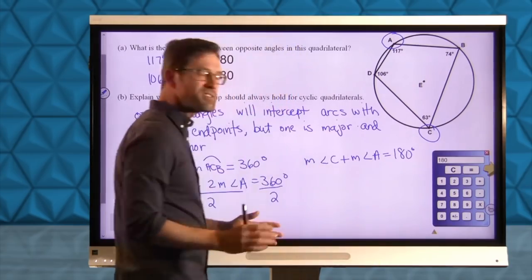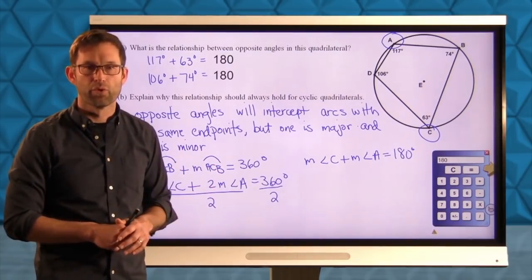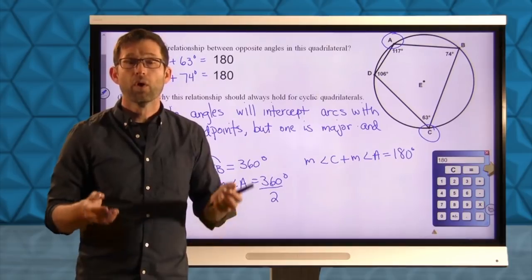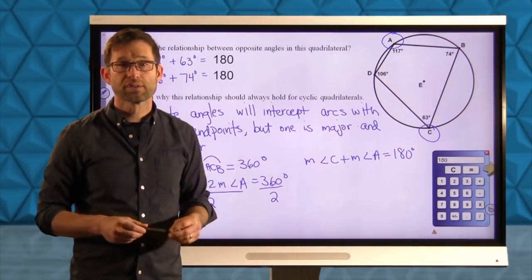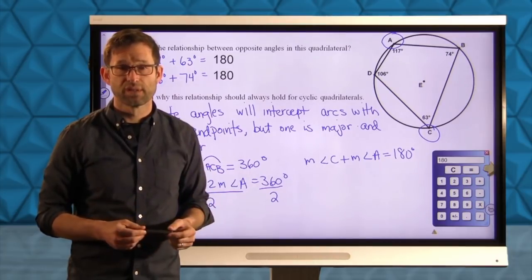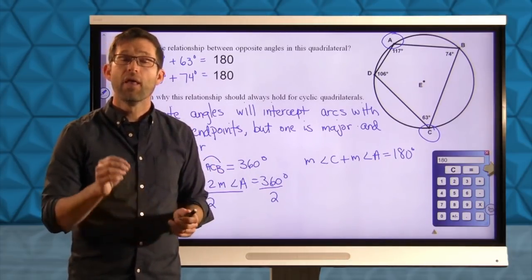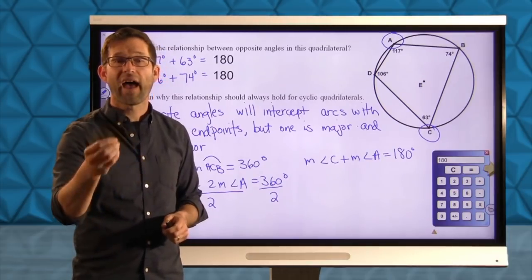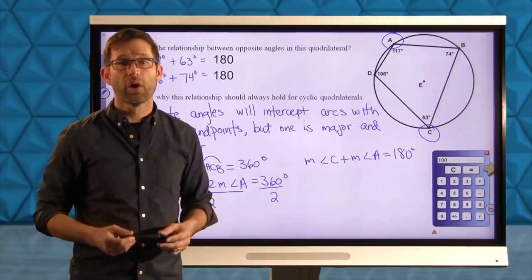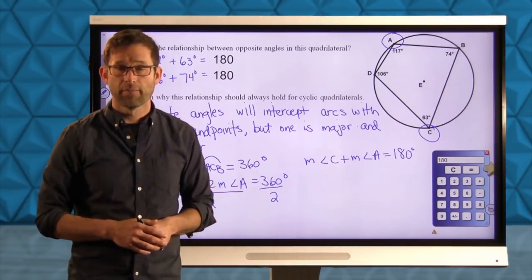At its essence, though, we don't even need any kind of algebraic proof. Opposite angles in a cyclic quadrilateral will both intercept arcs that have the same endpoints and therefore add up to 360 degrees. But those are the arcs adding up to 360, right? The angles themselves will always be half of the arcs that are intercepted. So since the sum of the arcs intercepted is 360, half of that would have to be 180.